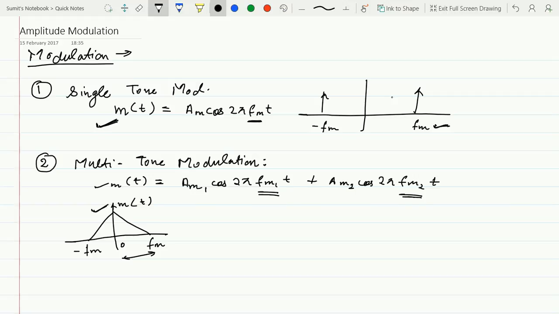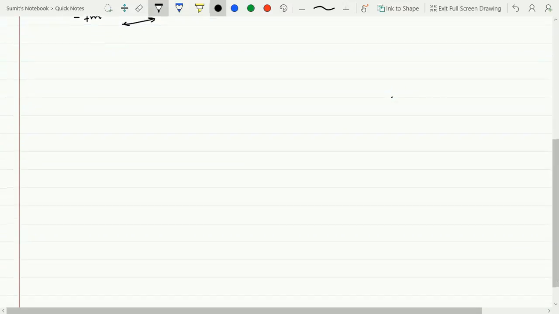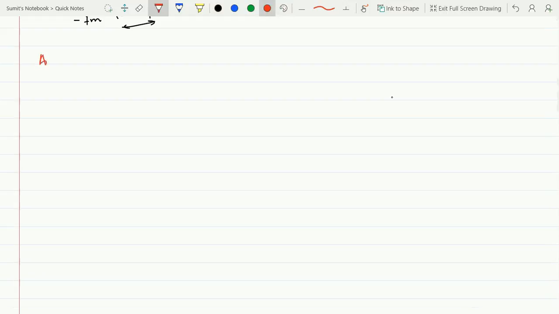We will start with single tone modulation because mathematically it is easier to understand, but in the practical sense multi-tone modulation is used. So we will discuss single tone modulation and then extend that concept to multi-tone modulation. So those were the two types of modulation we can have. Now let's begin with the topic today, amplitude modulation.